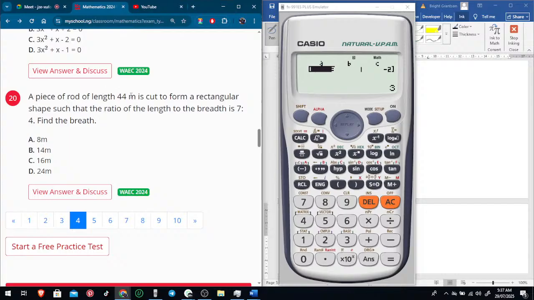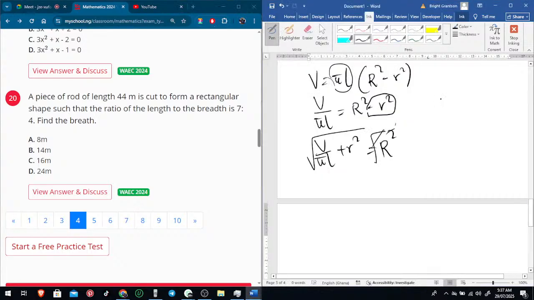Now 20. A piece of rod is 44 meters. It's cut to form a rectangular shape such that the ratio of the length to the breadth is 7:4. Find the breadth.